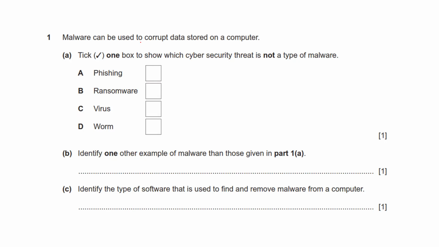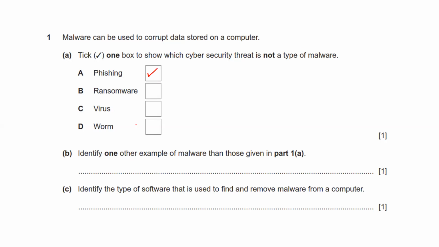Question 1. It says, malware can be used to corrupt data stored on a computer. Tick one box to show which cybersecurity threat is not a type of malware. So remember, ransomware is a type of malware. Virus is a malware. Worm is also malware. Phishing is not a type of malware. It does not store any sort of information or corrupt data on your computer. It just leads you to reply to a certain email or leak certain information, without storing anything on your system. So that is phishing. So part A would be the right answer.